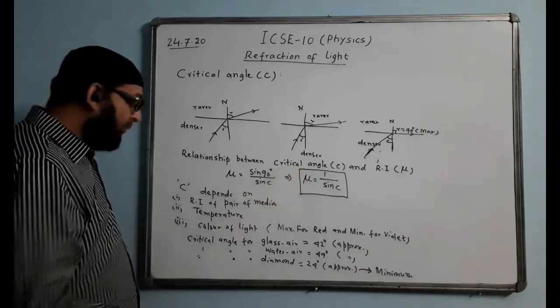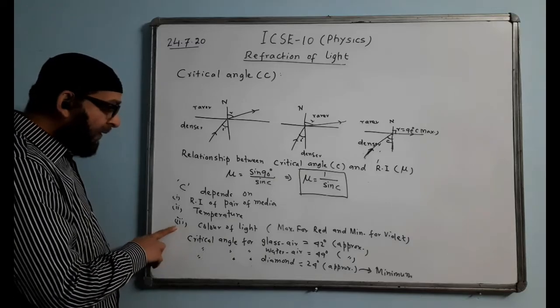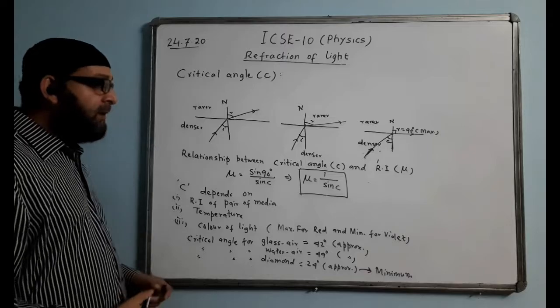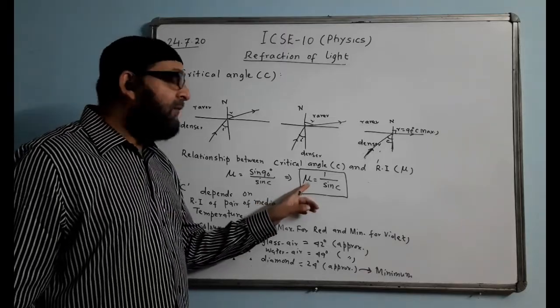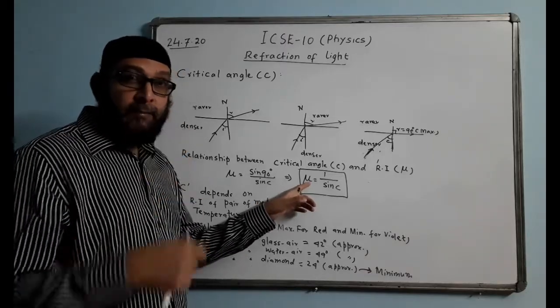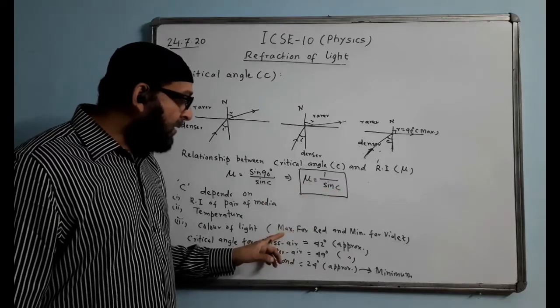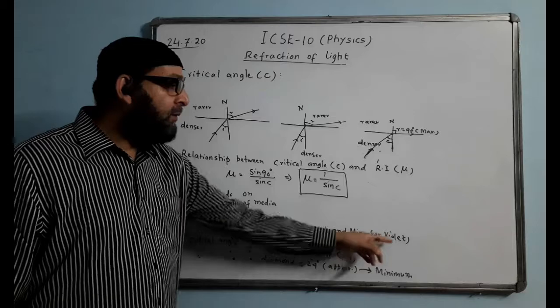So critical angle also will be changing. Third factor is the color of the light. Which color will have the maximum critical angle? The refractive index of red is minimum, so the critical angle is maximum. That's what I have written here: maximum for the red color and minimum for the violet.